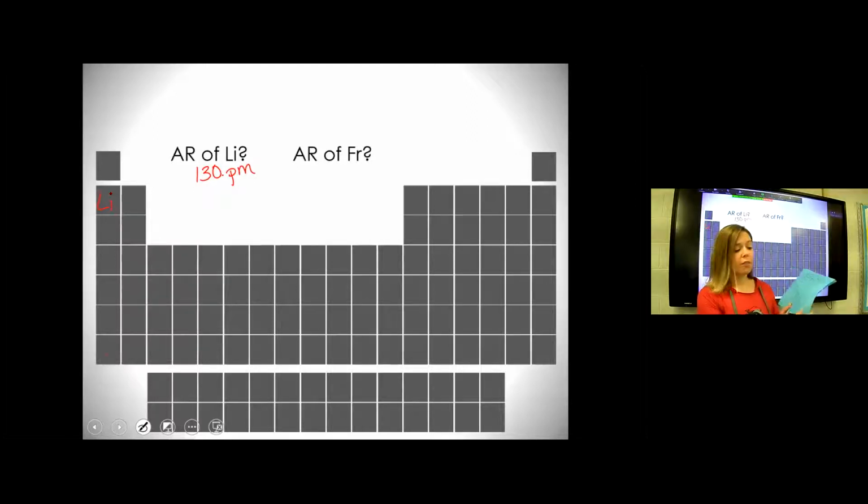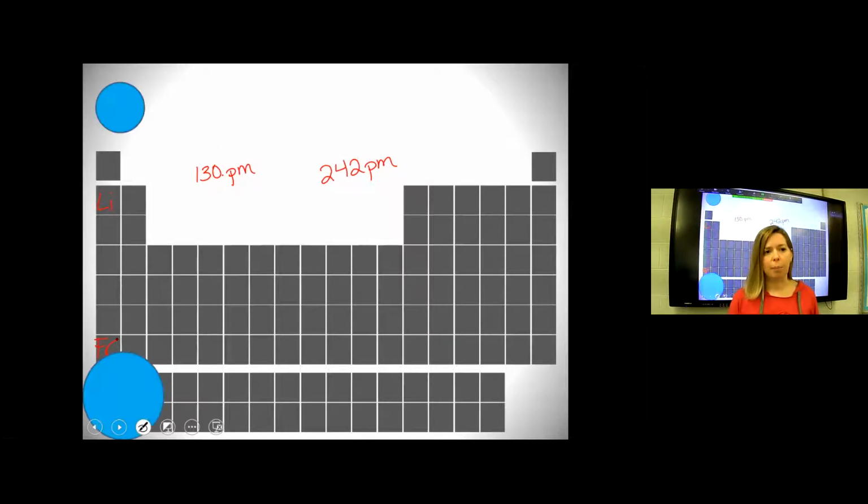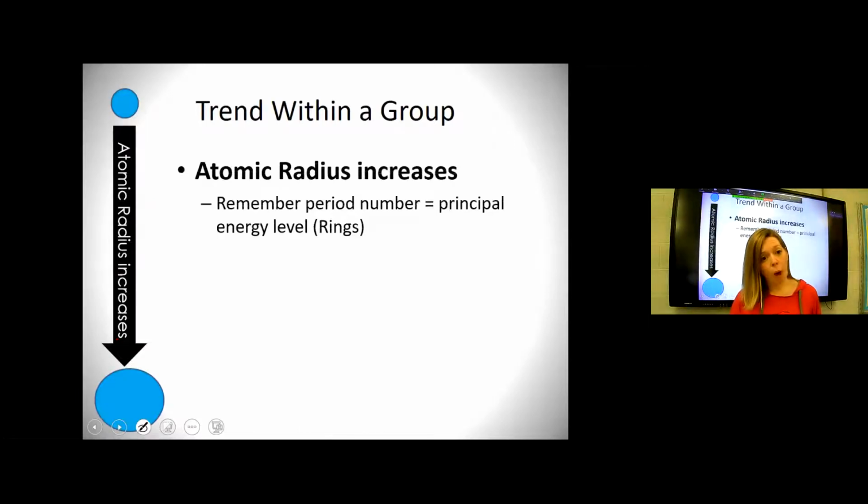Then we look up the radius of francium. Francium is atomic number 87. So 87, go over, and its radius is 242 picometers. Francium is right there. So we already know what our trend is. As we move down the group, the radius obviously increases since the numbers are going up. So our atoms get bigger as we move down the group. Now we need to talk about why.